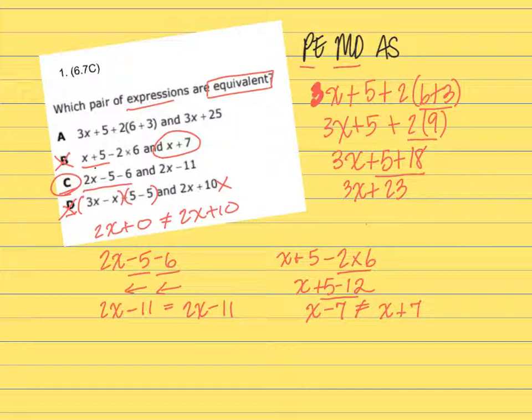And is 3x plus 23 equal to 3x plus 25? The answer is no, which proves that answer C is correct.